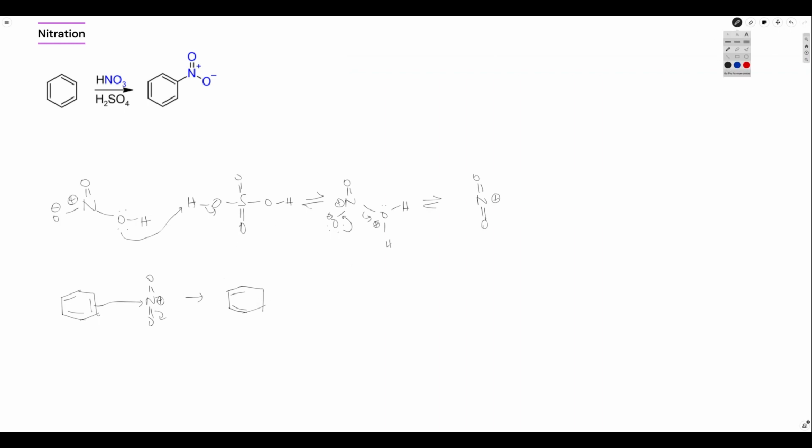And what we get, of course, is the sigma complex. And finally, you get rearomatization via deprotonation. And here we have our product. So that's nitration.